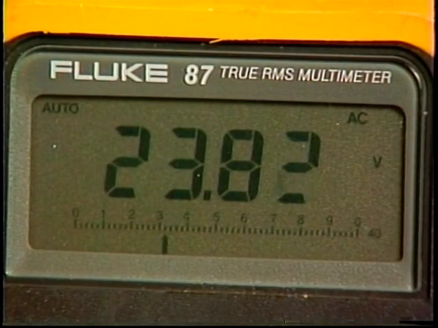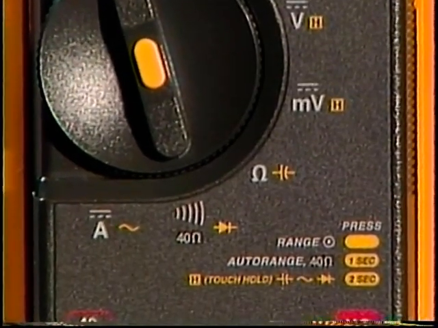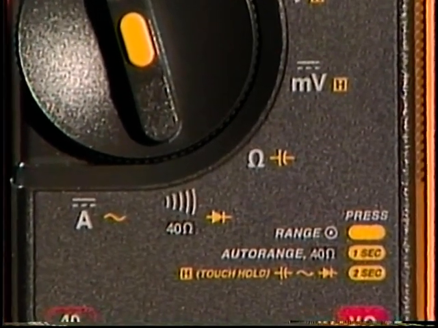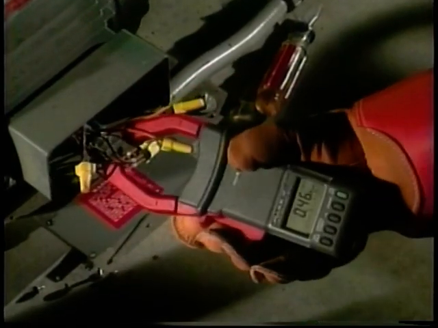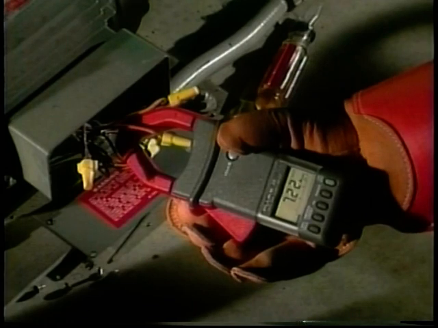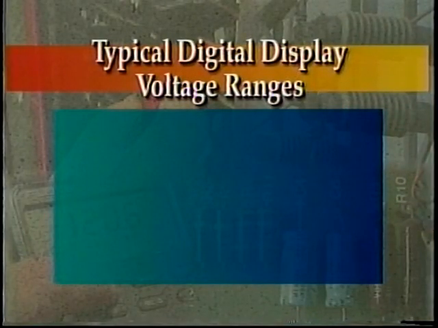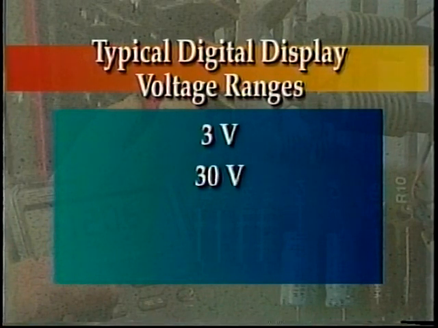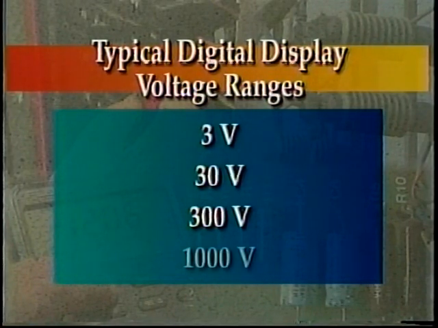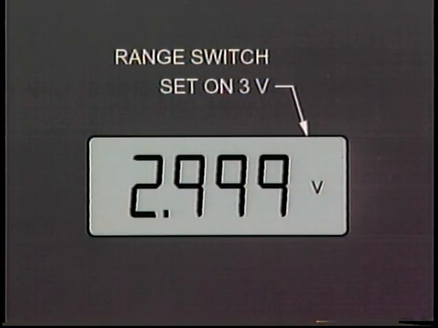Meters that automatically adjust the range are referred to as auto-ranging meters. All meters have a specified range for each electrical quantity measured. For example, typical voltage ranges on a digital display are 3 volts, 30 volts, 300 volts, and 1000 volts. The highest possible reading with the range switch set on 3 volts is 2.999 volts.